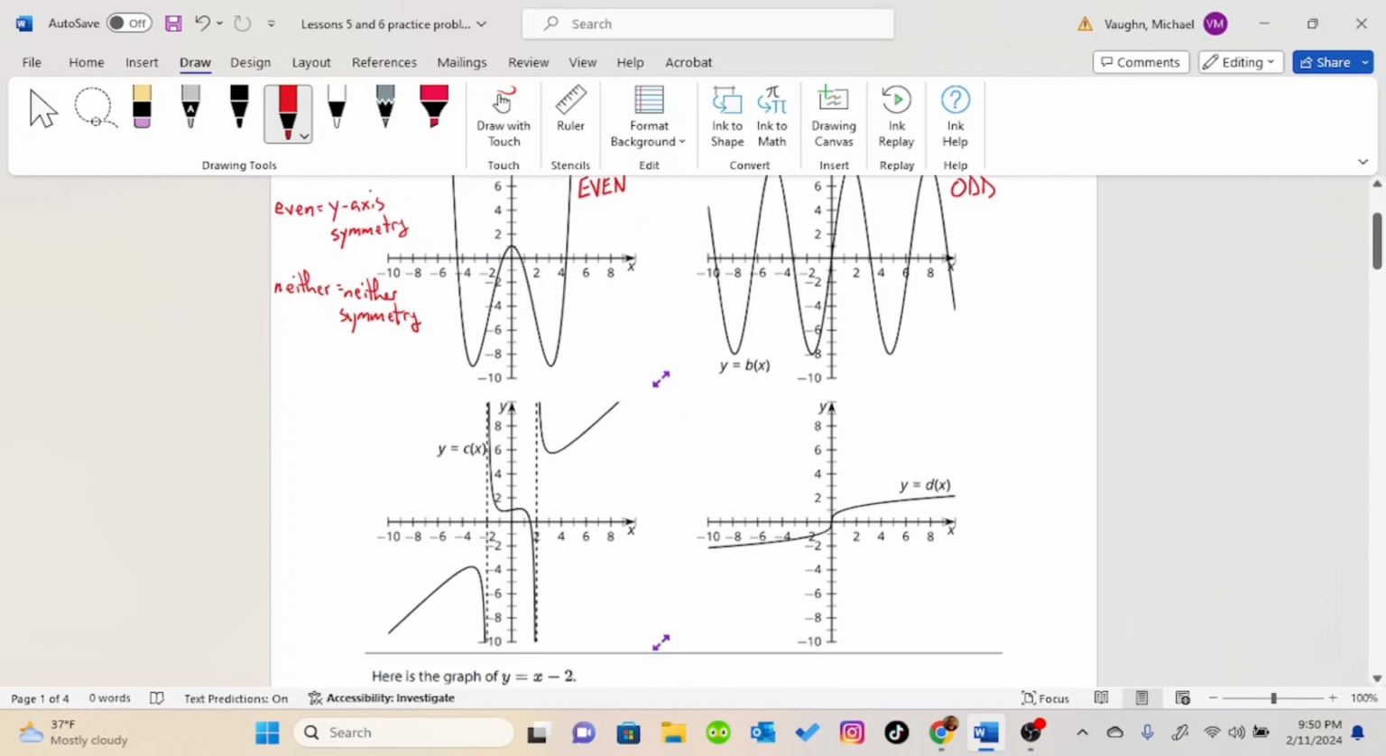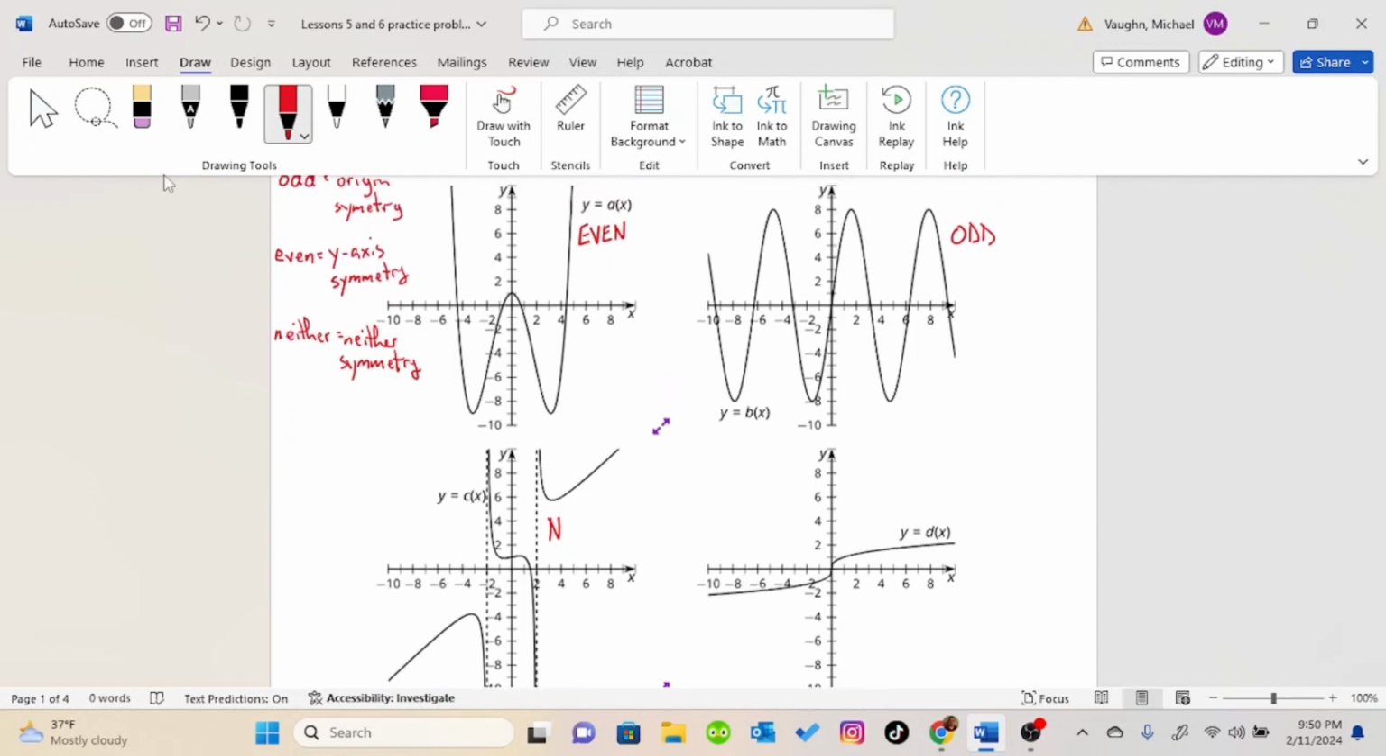Number 3, if I fold this in half along the y-axis, they don't line up. So it's not symmetrical about the y-axis. And we can see that this is not symmetrical about the origin either, because the graph has been shifted up by 1. So this would be an example of neither.